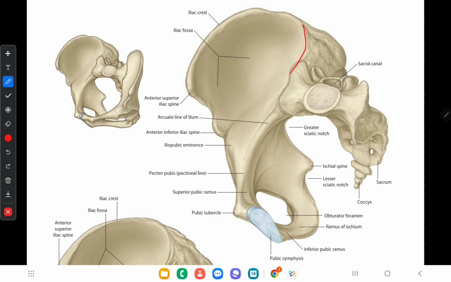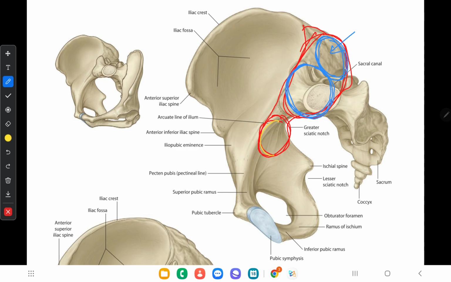Then the other surface is the sacropelvic surface. In the sacropelvic surface, this is the pelvic surface and this is the sacral surface. The sacral surface is again divided into two: posteriorly there is the sacral tuberosity, and anteriorly there is the auricular part. The auricular part articulates with the sacrum and is a smooth surface. This is a rough surface called the iliac tuberosity.